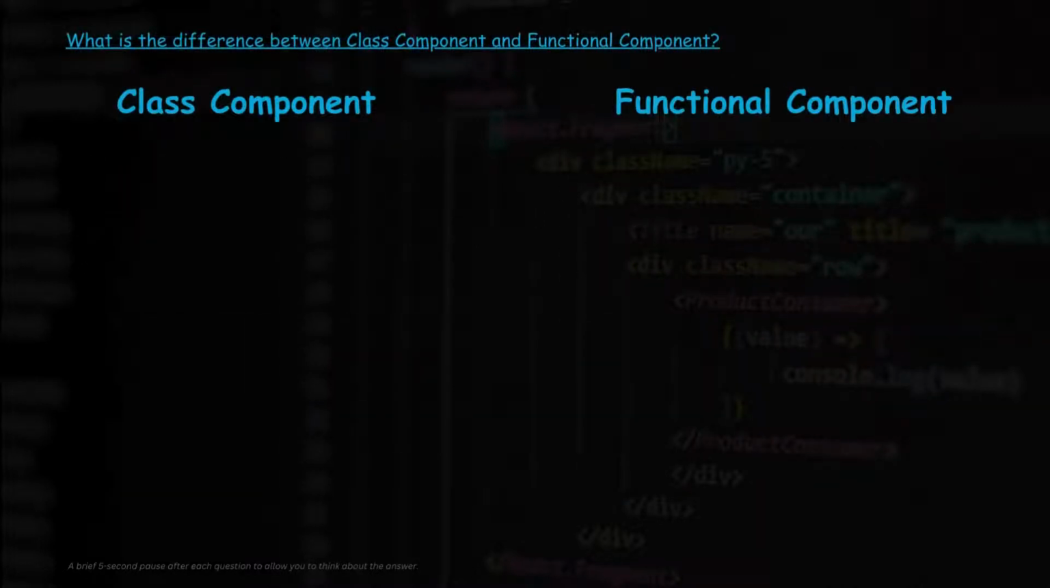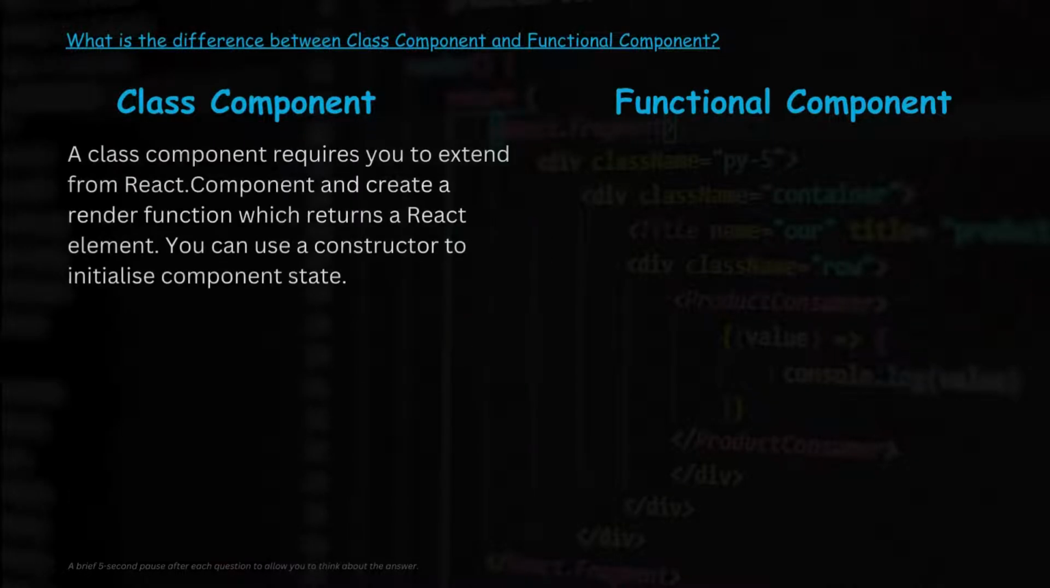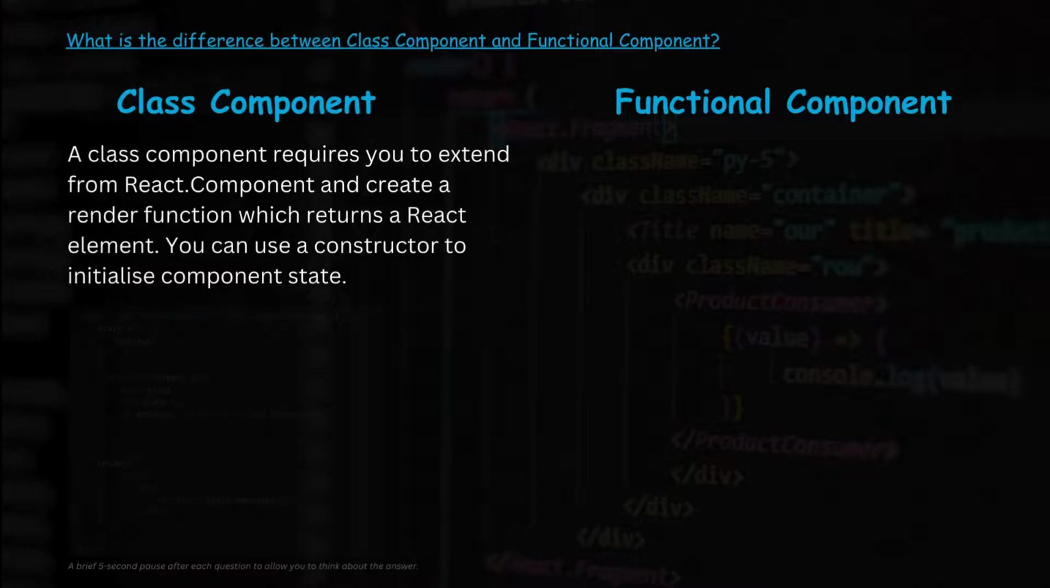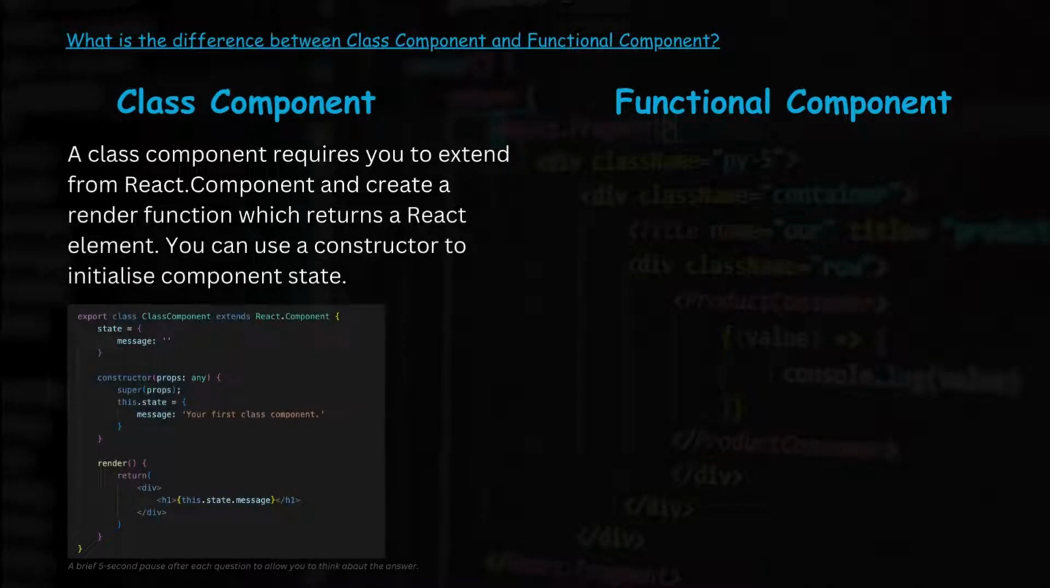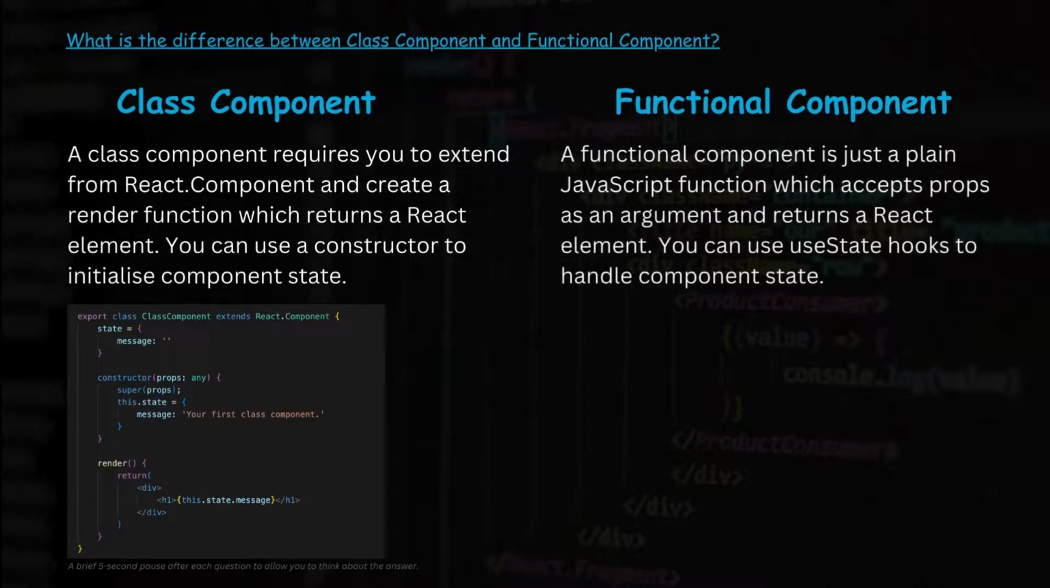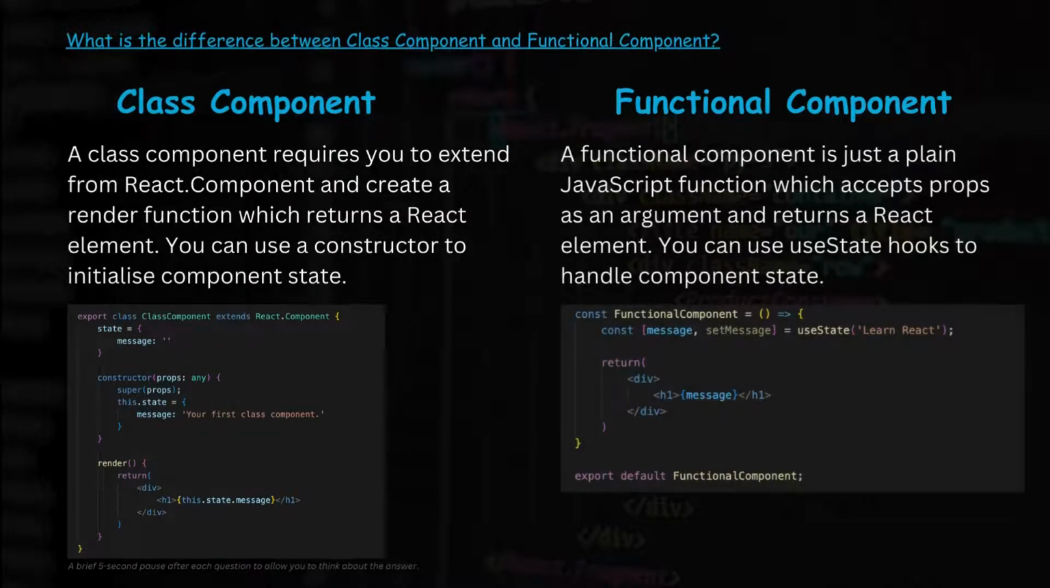Question 3. What is the difference between class component and functional component? A 5-second pause starts now. A class component requires you to extend from React.Component and create a render function which returns a React element. You can use a constructor to initialize component state, while a functional component is just a plain JavaScript function which accepts props as an argument and returns a React element. You can use useState hooks to handle component state.